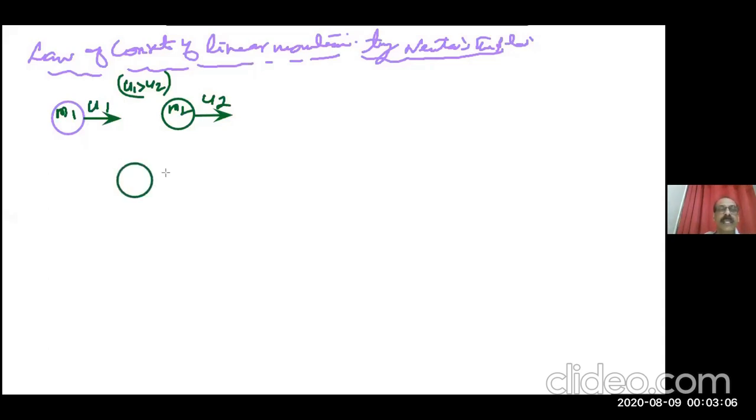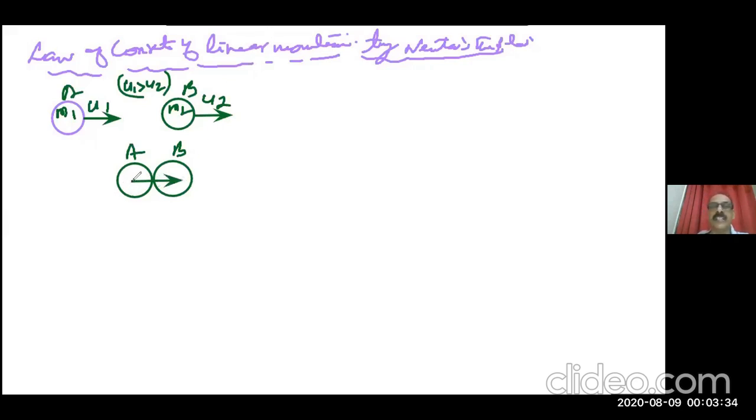When they collide with each other, this is A, this is B. They exert force on each other. By Newton's third law, they exert force on each other.